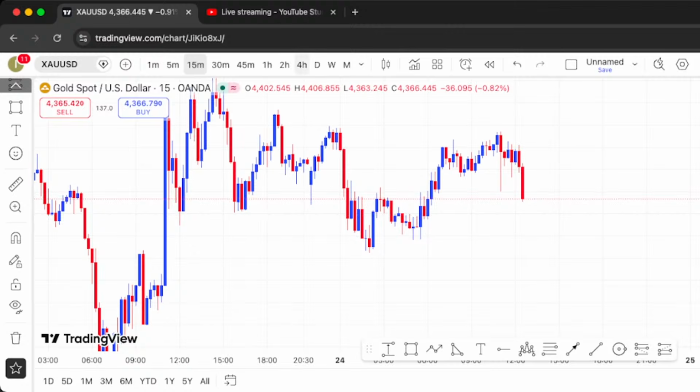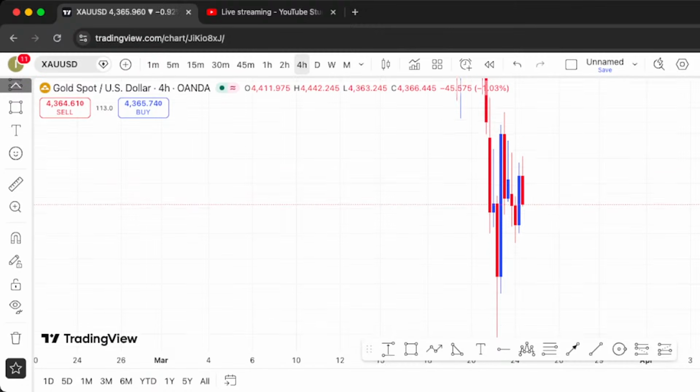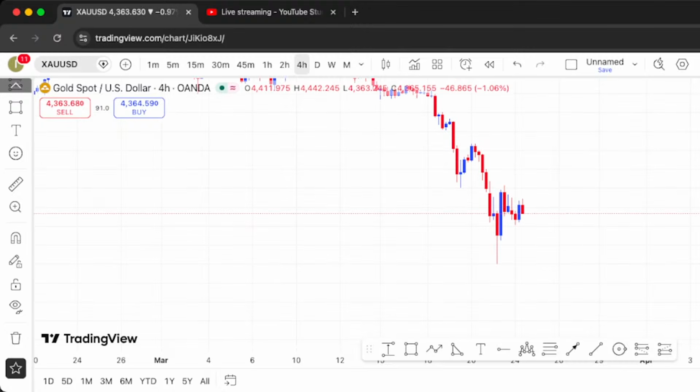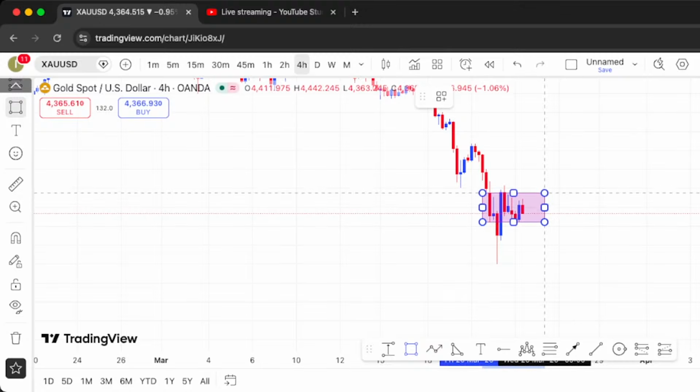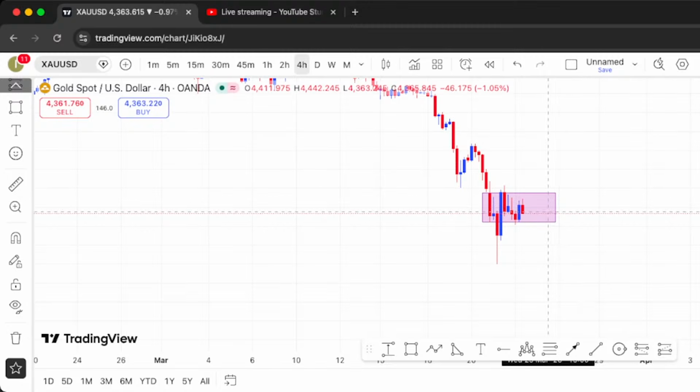XAUSD on the 4-hour time frame, I can call it, it's still there, it's still consolidating, guys. No very huge impact movement has happened for now. Gold is still there. So we don't have a clean move. So the market is on.